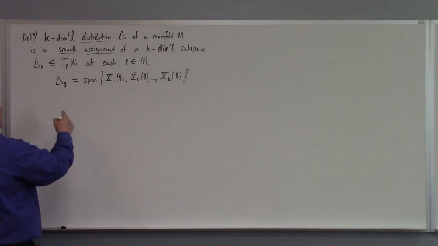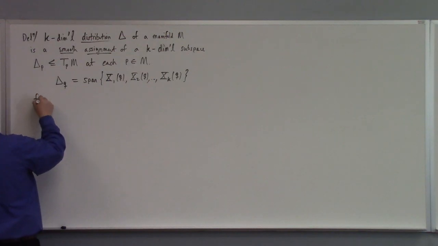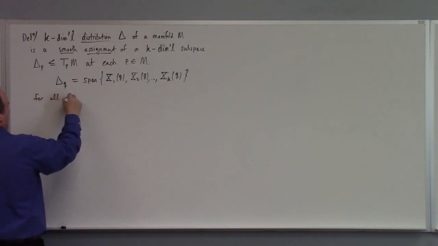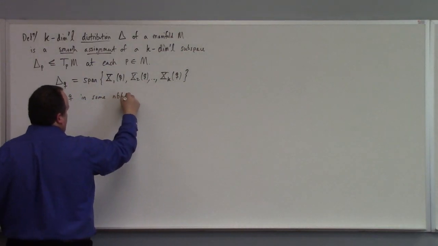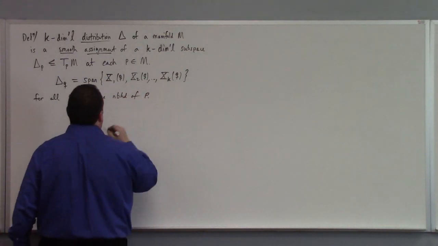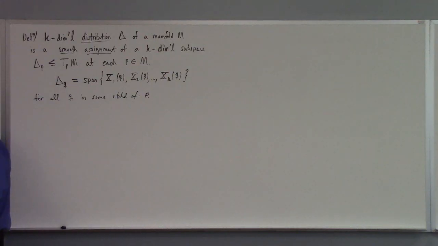So this is for all Q in some neighborhood of P, right? And we can do this for every point. For every point in the manifold, we can pick a set of k vector fields such that the span of those vector fields will match the distribution, all right? Will match this subspace in the neighborhood of the point.